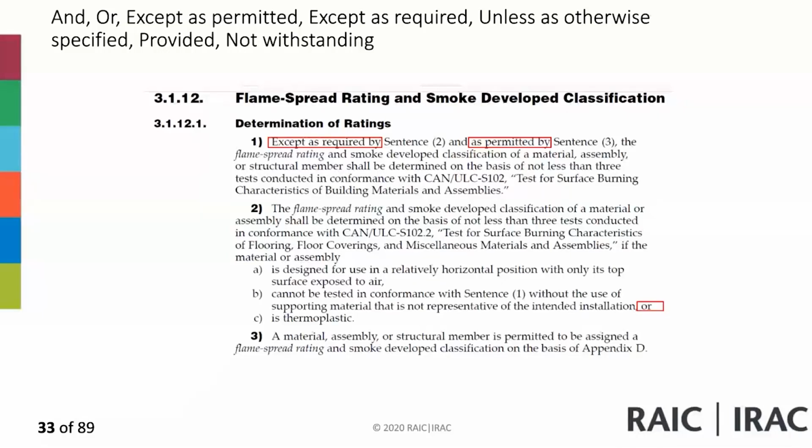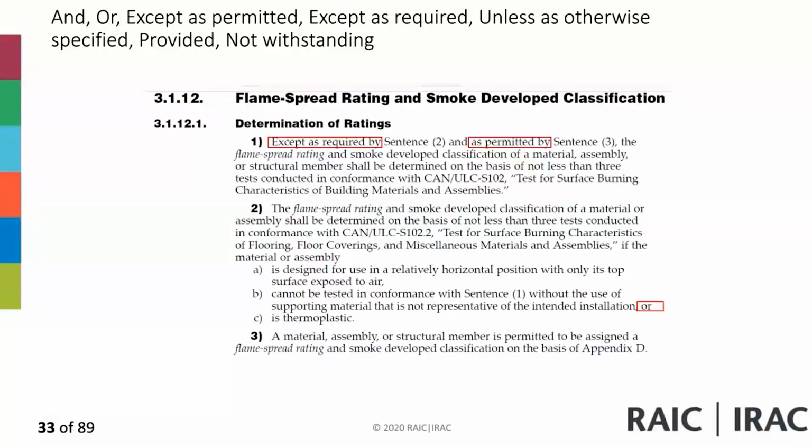So now we're looking at the terms "except as required by" and "except as permitted by." If I look at sentence 3.1.12.1, I know that the flame spread rating and smoke developed classification of a material, assembly, or structural member shall be determined based on not less than 3 tests conducted in conformance with CAN/ULC S102. However, except as required by sentence 2. So sentence 2 has more requirements that differ from sentence 1.